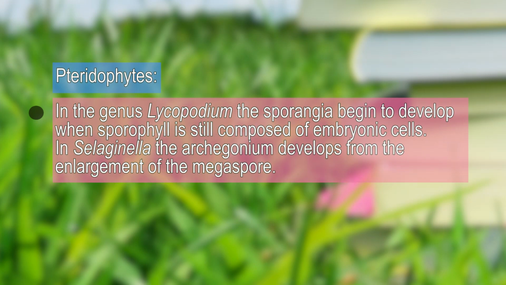In Pteridophyte, in the genus Lycopodium, the sporangia begin to develop when sporophyll is still composed of embryonic cells. In Selaginella, archegonium is formed from megaspores. In case of gymnosperms, it is slightly different.